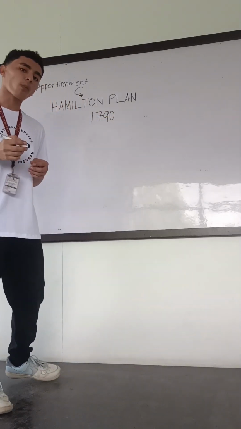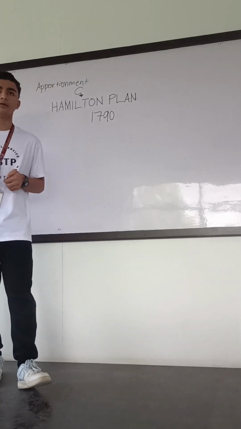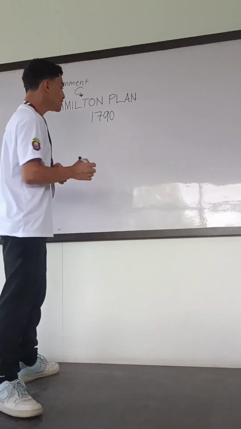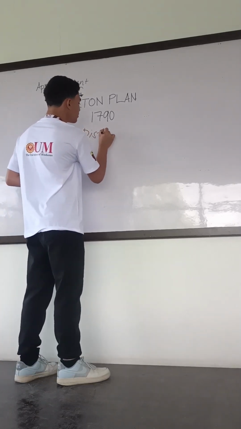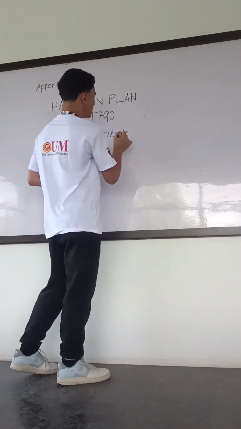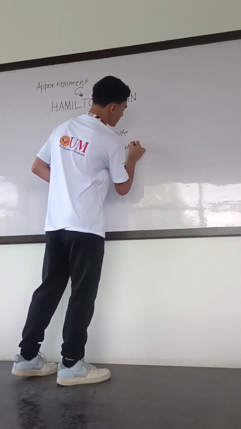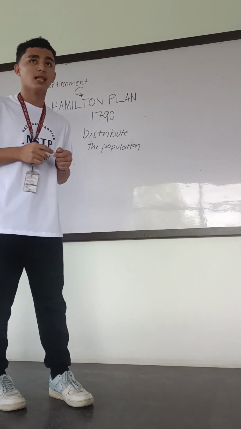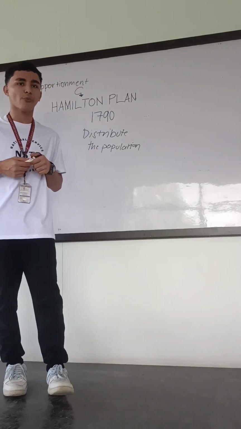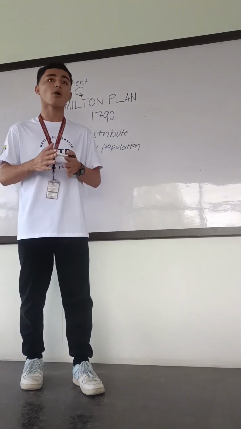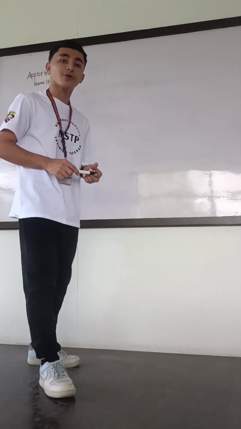So, what's the purpose of this Hamilton Plan? Based on my understanding, its purpose was to distribute fairly the population in each state. Let's say, for example, when we divide things, we want to divide them fairly, we can use the process to calculate the apportionment by the Hamilton method.